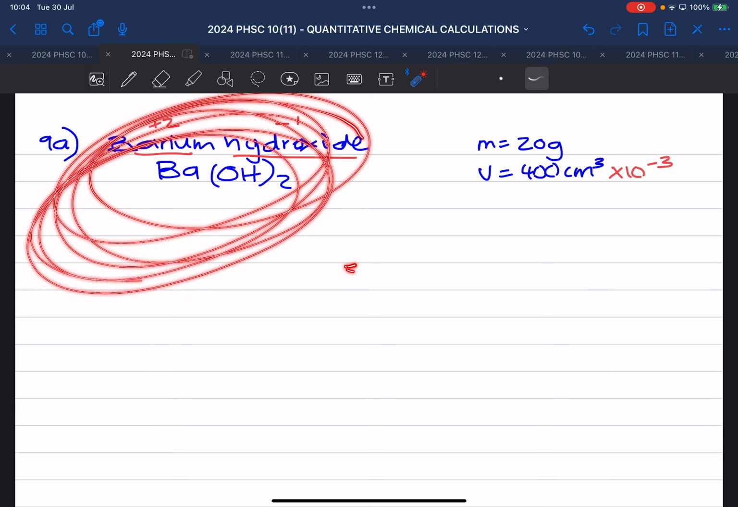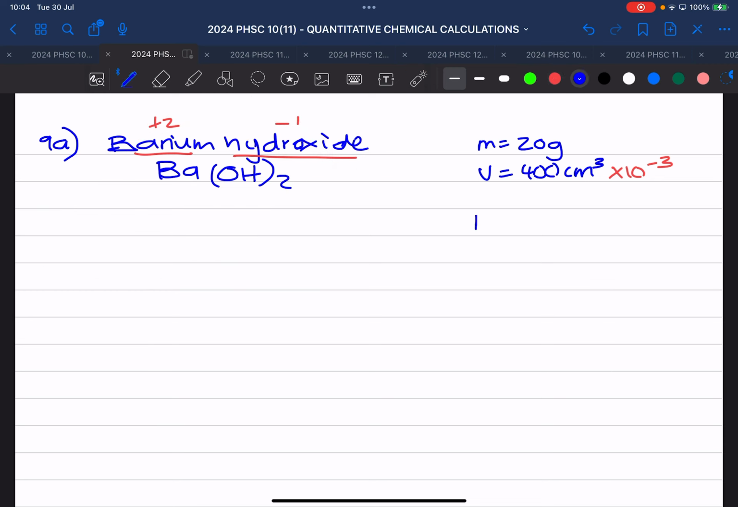Why do they give you that? So that you can determine the molar mass. Asina, what is the molar mass for barium hydroxide? Okay, the concentration is mass over molar mass times volume. It's 20 over 171 times 0.4, and that gives you what? Is it wrong?